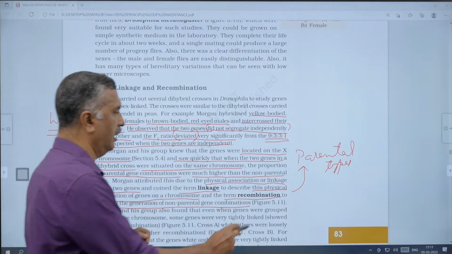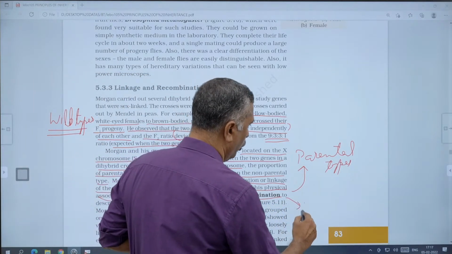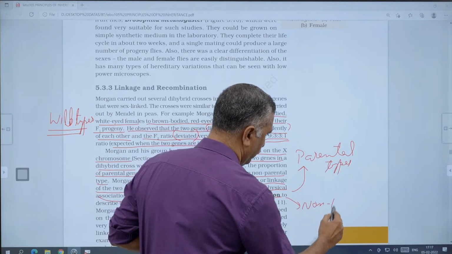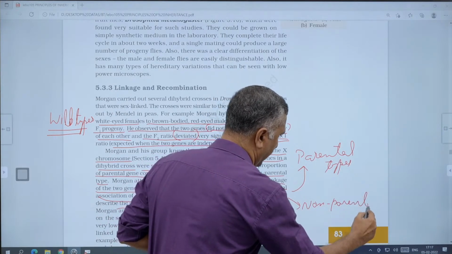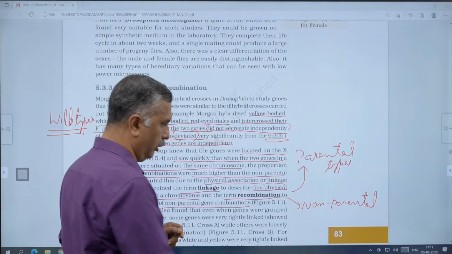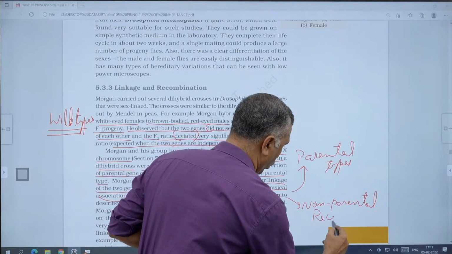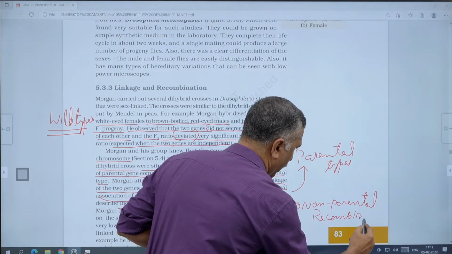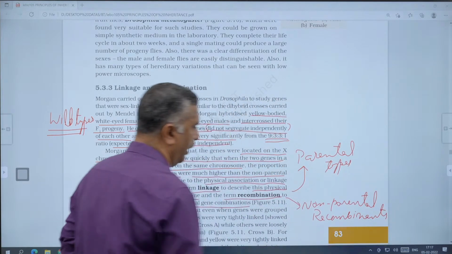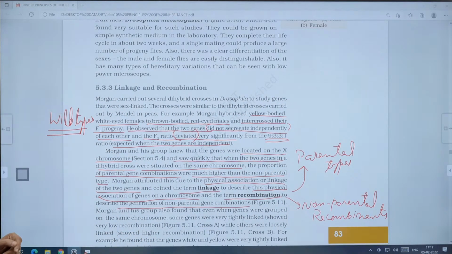This recombination leads to the formation of non-parental combinations. What is it called? Recombinance. Parental and non-parental forms are called recombinance.